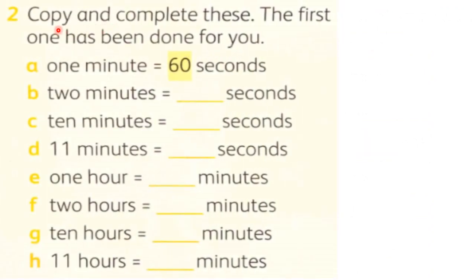Exercise 2. You have to copy and complete these. A has been done for you. 1 minute equals 60 seconds. So find the equivalent value in seconds and minutes of these minutes and hours.